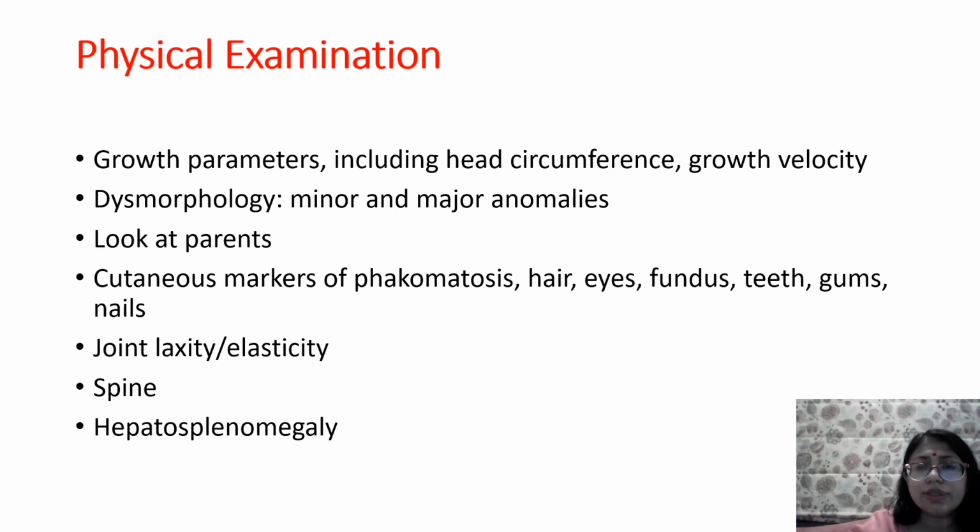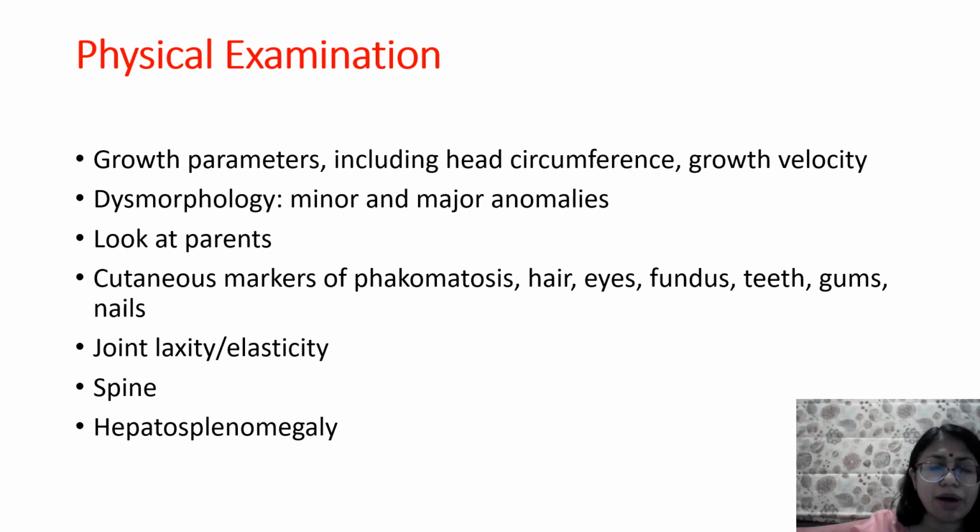So a comprehensive physical examination would include a general physical examination as well as the neurological examination. In the general physical examination, we need to know the growth parameters, especially the head circumference for micro as well as macrocephaly, growth velocity. We have to look for dysmorphology, minor as well as major anomalies, and we have to look at the parents, because the features that we might be interpreting as dysmorphic may actually be ethnic in origin.